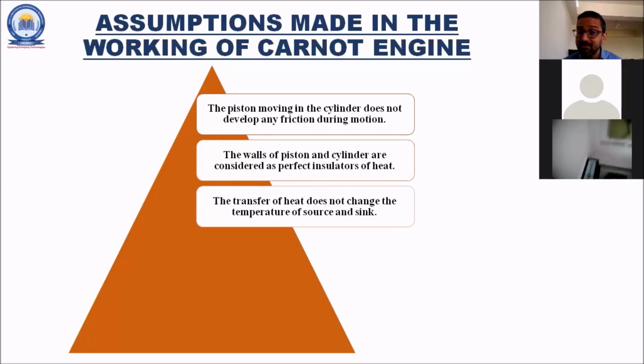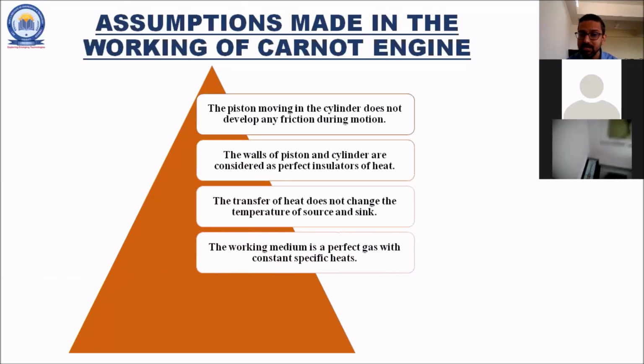Moving further, the transfer of heat does not change the temperature of source and sink. I expect that the majority of the students will be laughing at the Carnot assumptions, because they totally differ from the practical approach. The next, fourth assumption: the working medium is a perfect gas. And the perfect gas will have constant specific heats. That means it will have the same value of specific heat at constant pressure, and the same value of specific heat at constant volume.